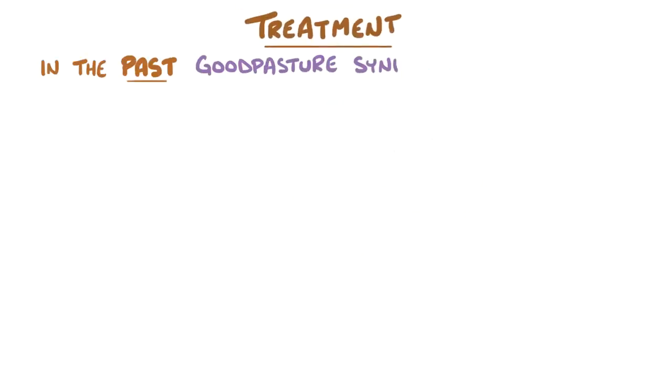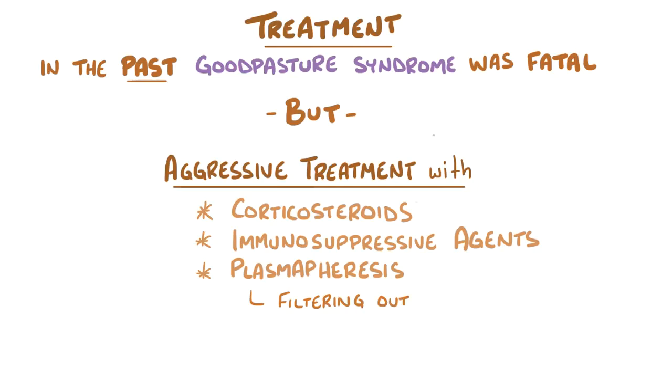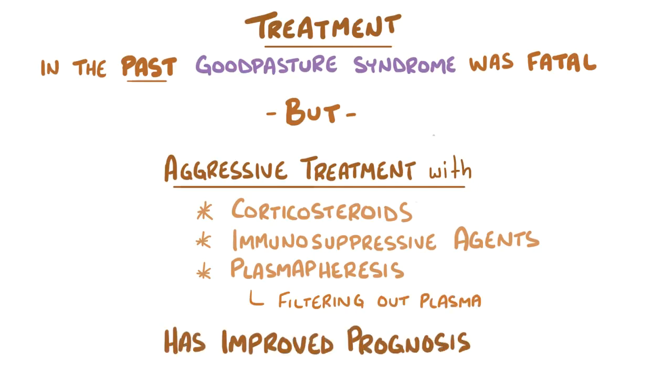In the past, Goodpasture syndrome was usually fatal, but aggressive treatment with corticosteroids and immunosuppressive agents, as well as plasmapheresis, which involves filtering out the fluid part of the blood or plasma, has improved the prognosis with fewer individuals developing chronic renal failure and needing dialysis.